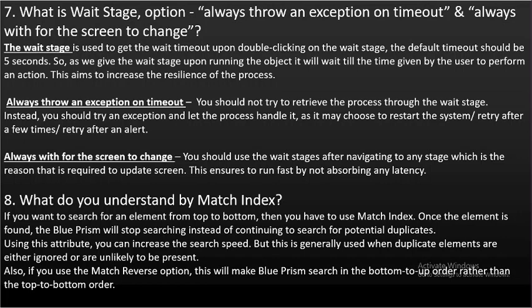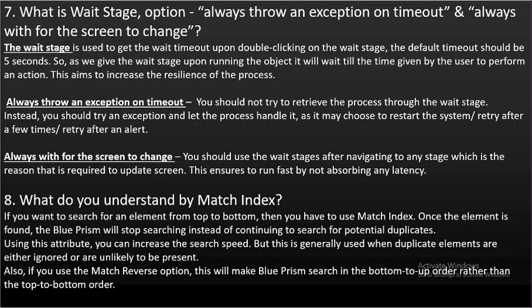What do you understand by match index? If you want to search for an element from top to bottom, then you will have to use match index. Once the element is found, Blue Prism will stop searching instead of continuing to search for potential duplicates. Using this attribute, you can increase the search speed. But this is generally used when duplicate elements are either ignored or unlikely to be present.